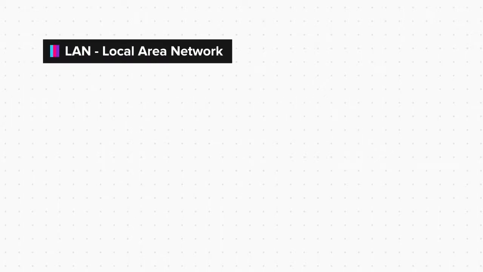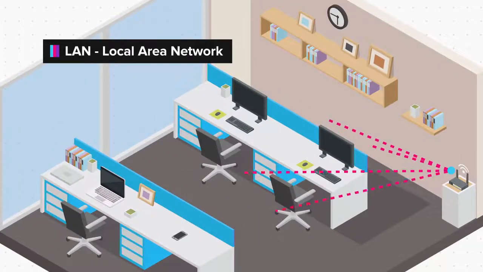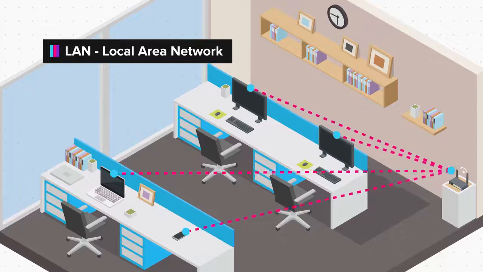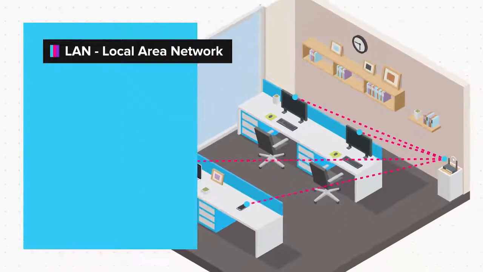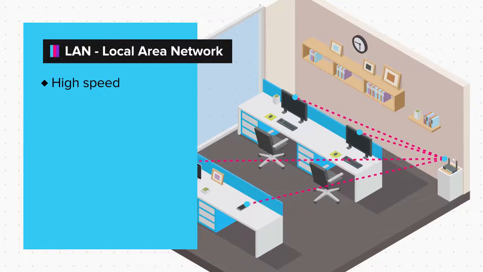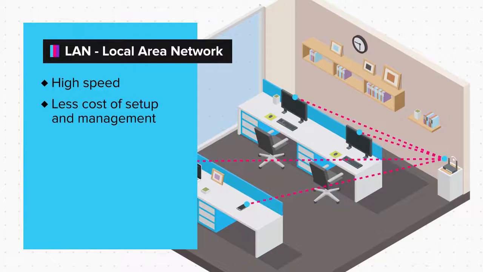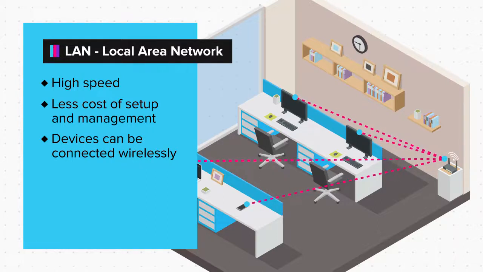LAN. LAN stands for Local Area Network. As the name suggests, this network provides connectivity to devices in a small area, mostly within the same building, like an office or a home. It provides high-speed connection, since the area is small and the devices are close by. It requires less cost of setup and is not hard to manage. Also, the devices can be connected wirelessly. A common example of a local area network can be your Wi-Fi at home.